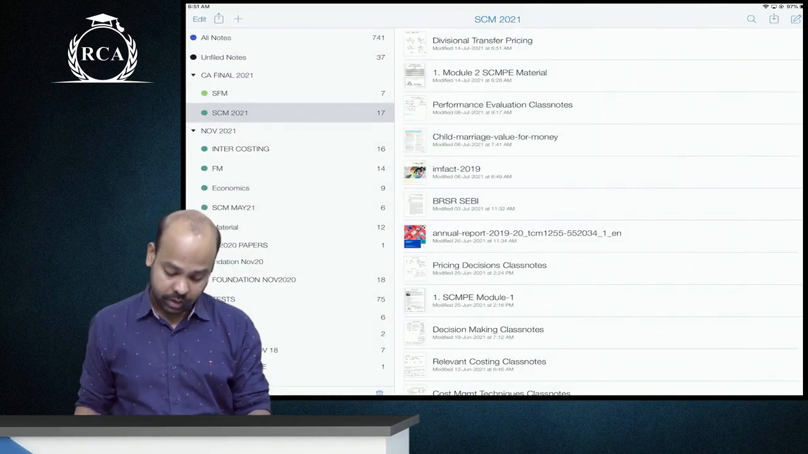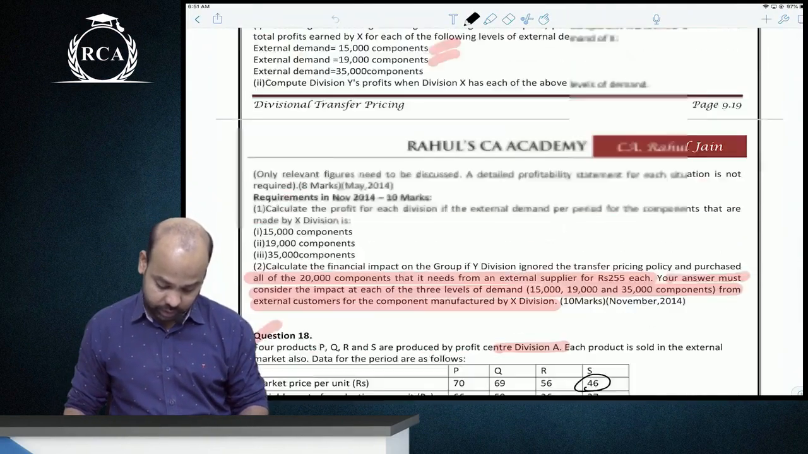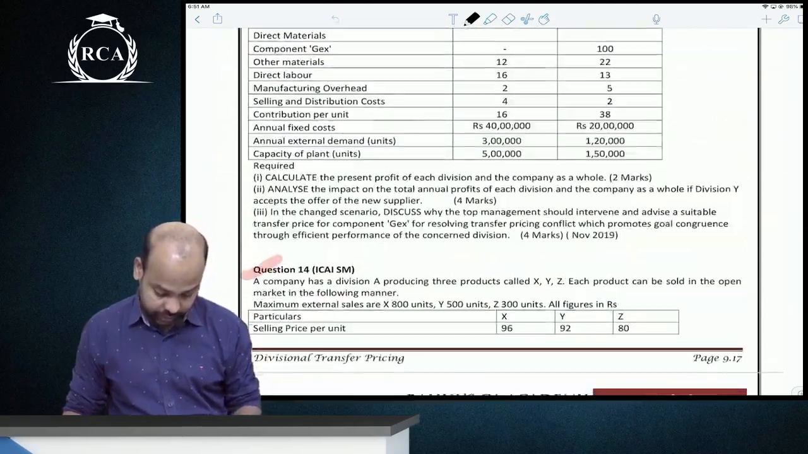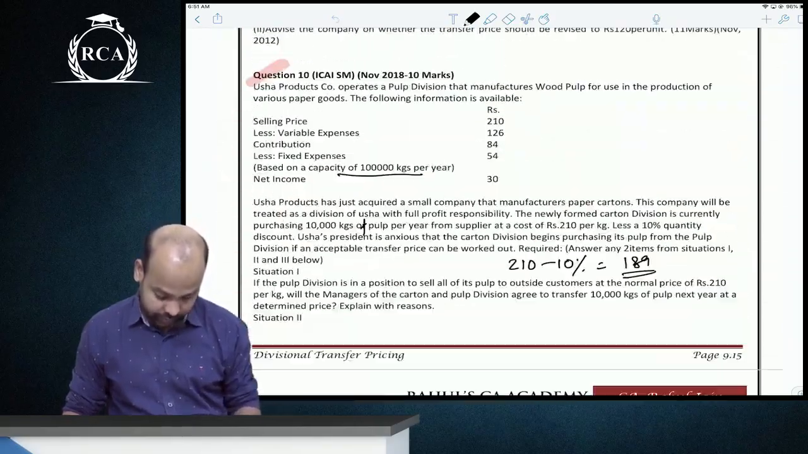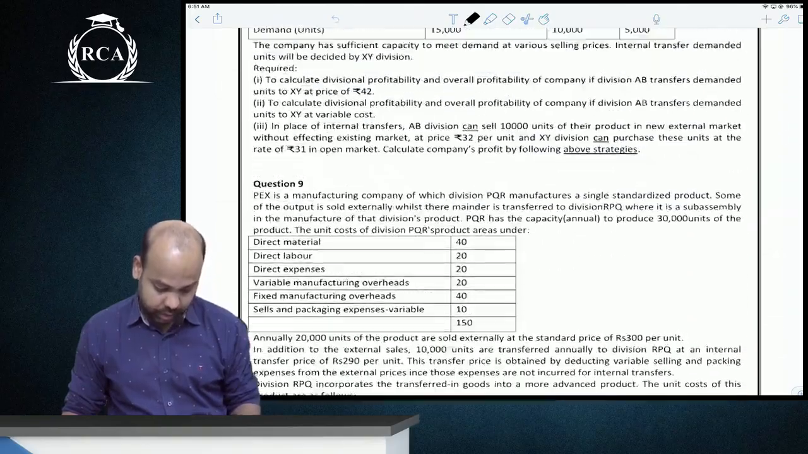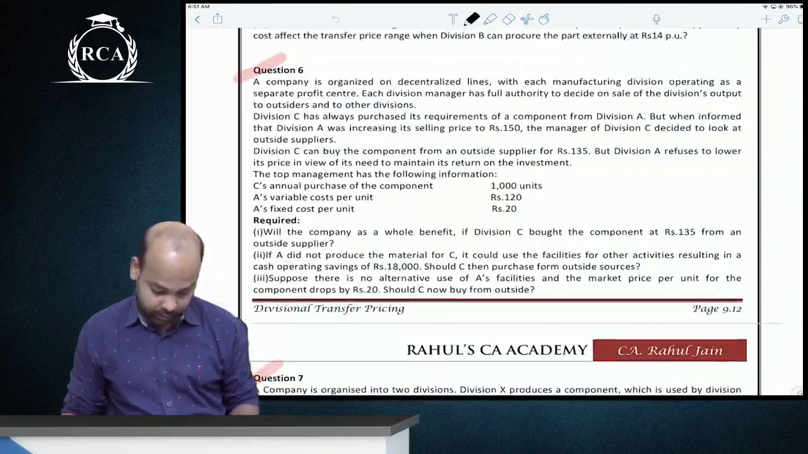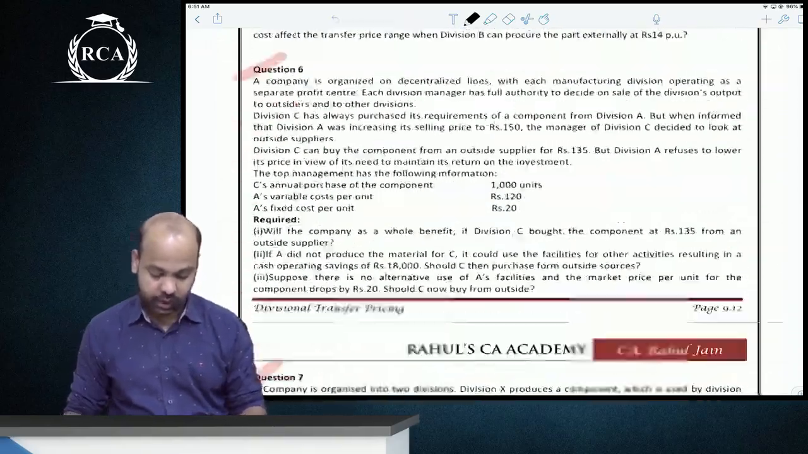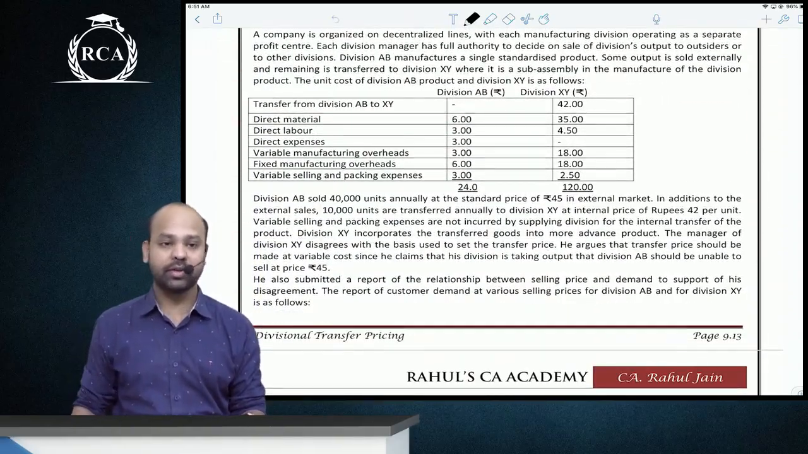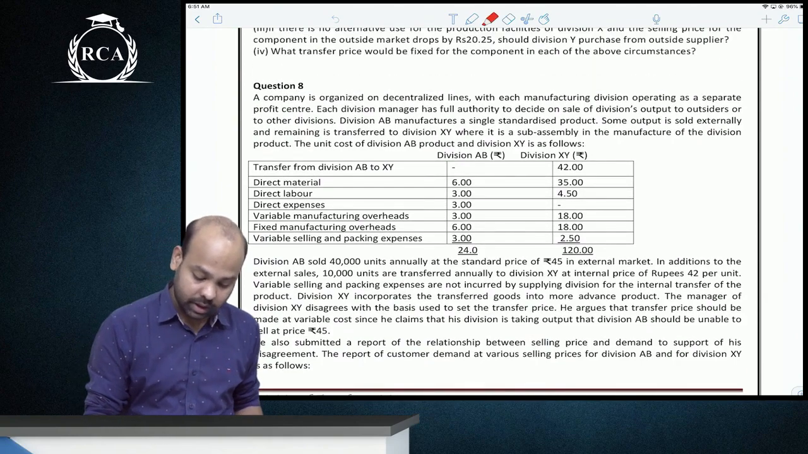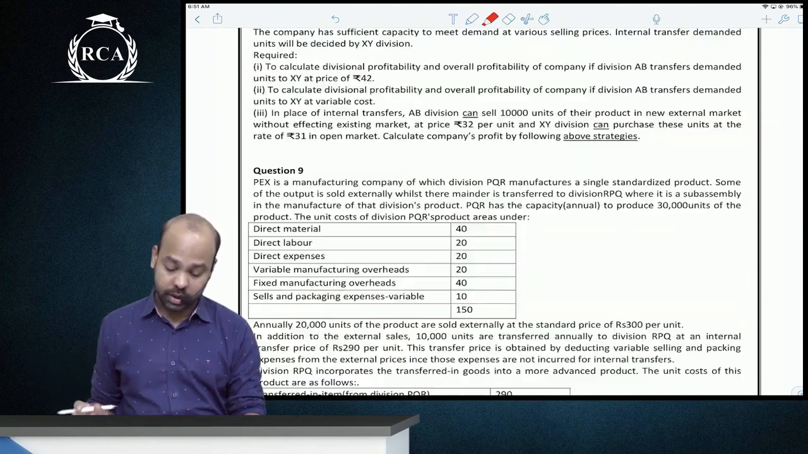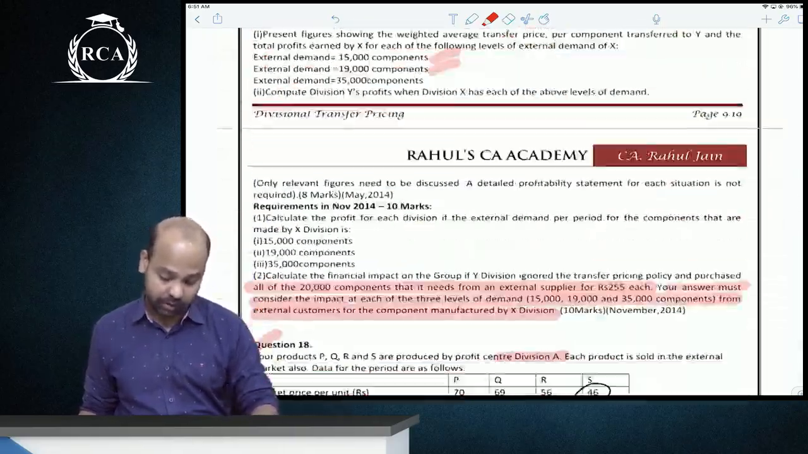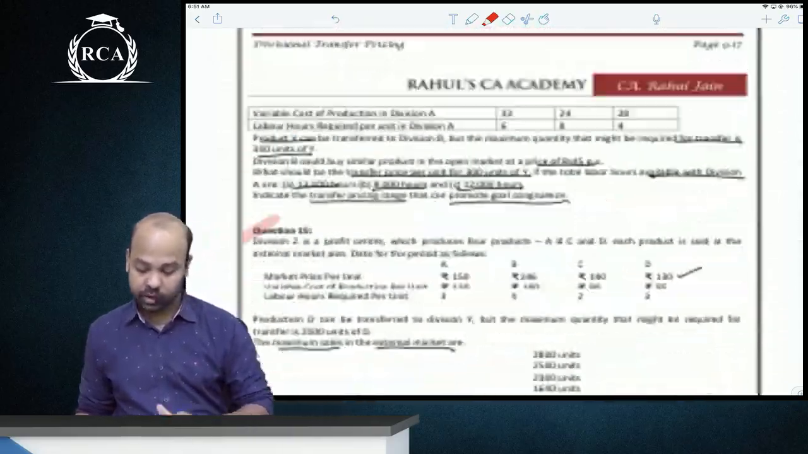Understood? Now let me quickly recap: 18th is done, 17th is done, 16 done, 15 done, 14, 13, 12, 11 done, 10 done. We are not done with the 9th and 8th questions. Before that, 7, 6, 5, 4, 3, 2, 1 are all done. So in between we left two questions, question number 8 and question number 9. Let us finish them now, so that we are done with all the questions till the 18th one, okay?